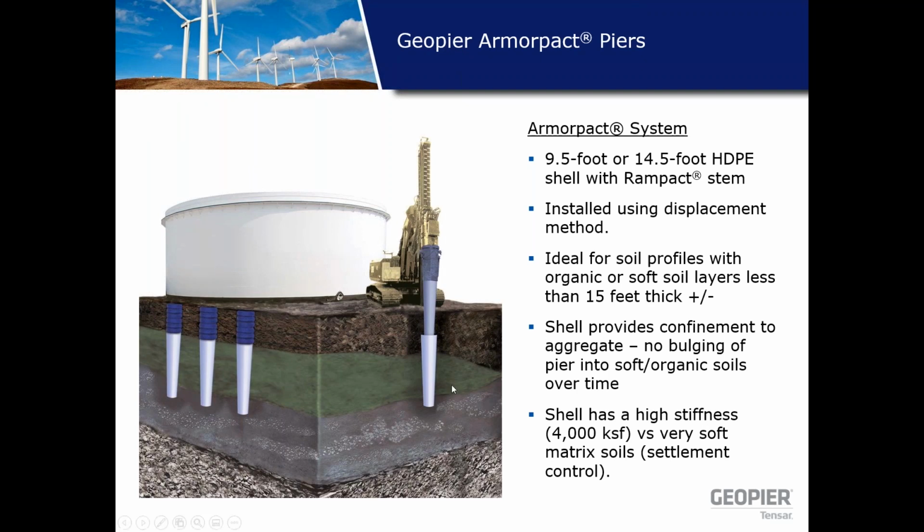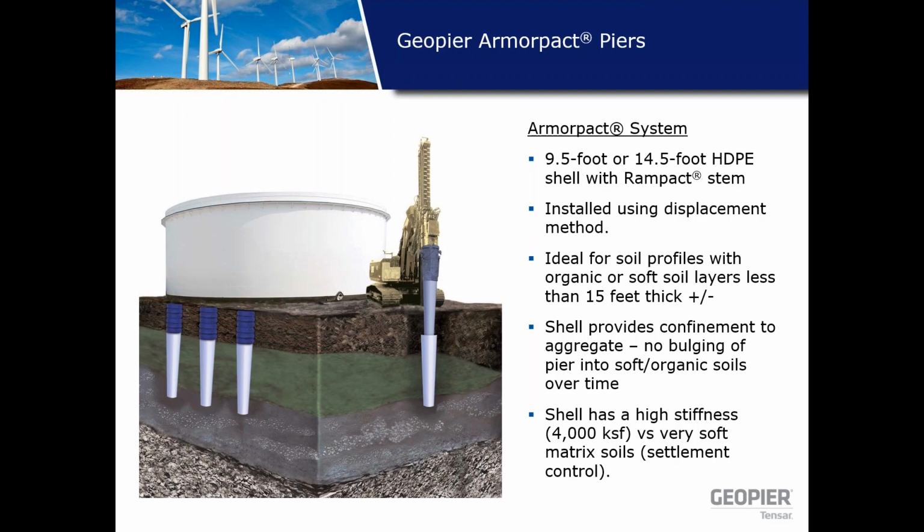If you look at the profile included on this slide, what's represented in the green is an organic soil layer. What happens is we advance the shells so that they tip into a competent bearing soil, and they completely encapsulate the pier through this organic or soft zone. What the shell does is it provides confinement to the pier. So we do compact aggregate within the shell. However, the shell itself provides confinement, so there's no long-term loss of strength into this softer material.